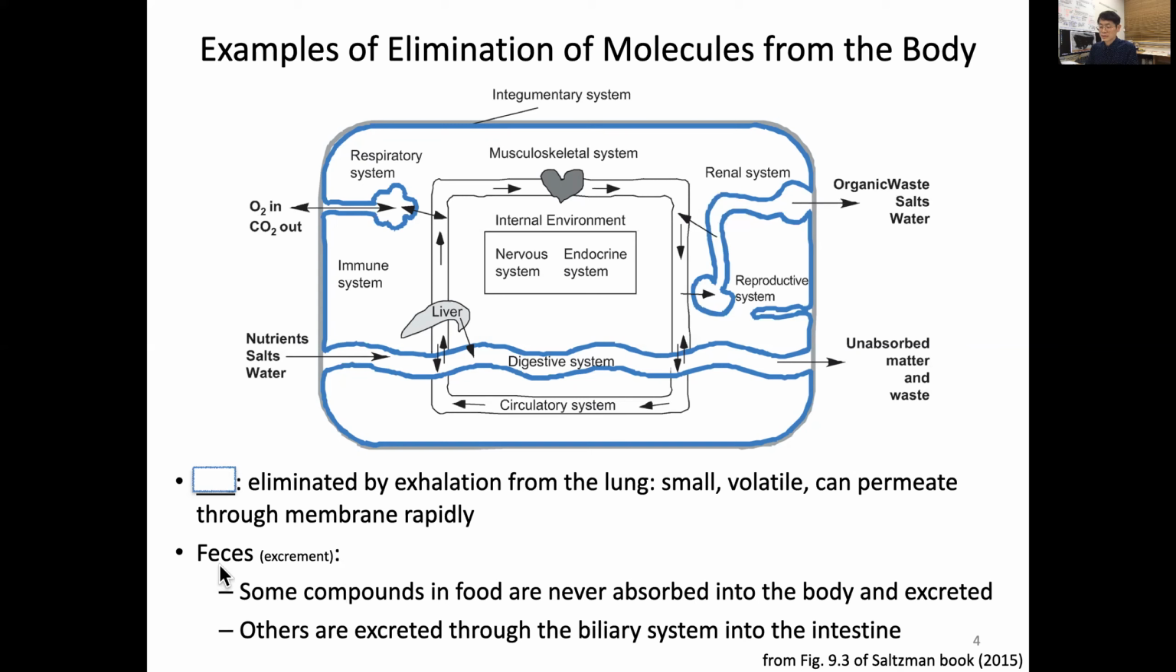Let's see first feces, in other words excrement. Some compounds in foods are never absorbed into the body and are excreted, and others are excreted through the biliary system into the intestine. Here you can see the liver, biliary system and bile product, which gets into the intestinal system and out of the body. And something which is eliminated by exhalation from the lung is small, volatile, and can permeate through the membrane very rapidly. Do you know what that is? That's CO2, carbon dioxide.